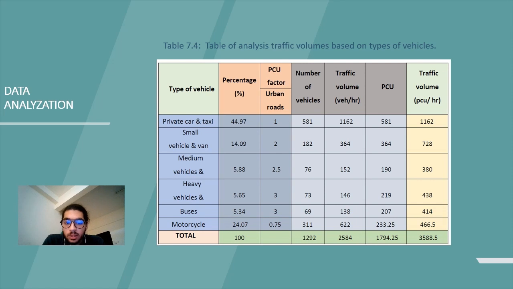Number of vehicles, 1,292, same. Traffic volume, vehicles per hour is 2,584, and the PCU is 1,794.25, and the traffic volume, as a total, is 3,588.5.